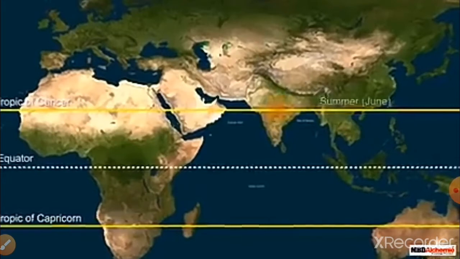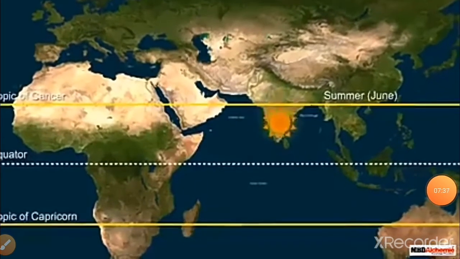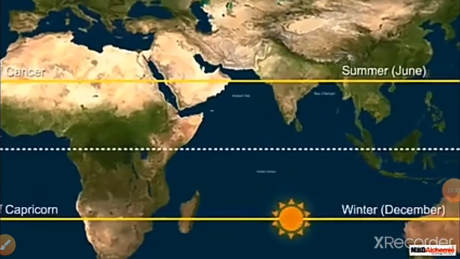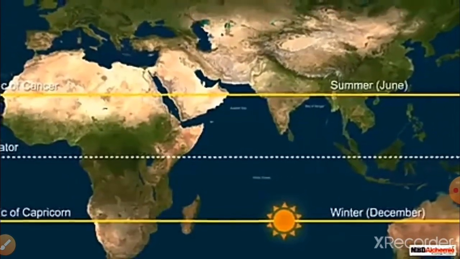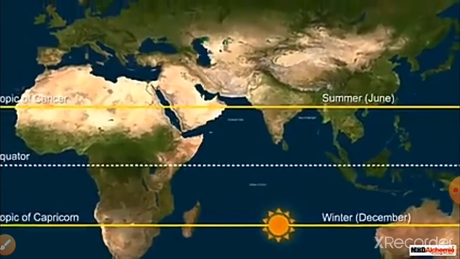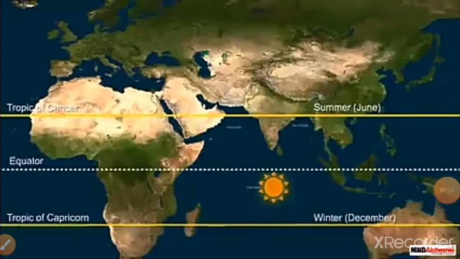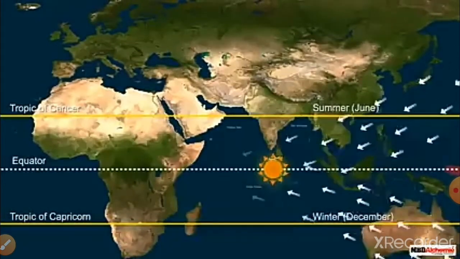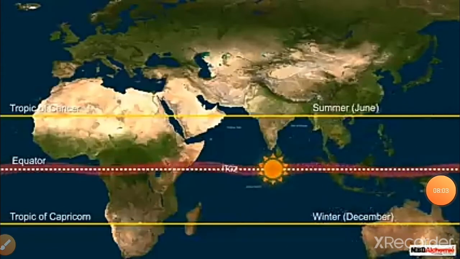See this model to understand the Intertropical Convergence Zone. The movement of the sun from the Tropic of Cancer in June to the Tropic of Capricorn in December. The pressure system and wind changes globally. When the sun reaches the equator, the northeast and southeast trade winds converge and this is called the Intertropical Convergence Zone.